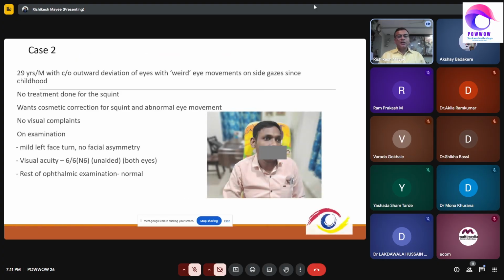So coming to a second case, which is a bit different from the one I just shared. A 29-year-old male who had outward deviation of the eyes, and he had noticed some weird eye movements since early childhood. Because of financial constraints, he could not undergo any treatment anywhere. But now, for marriage purposes, he wanted to get his squint corrected. He had a mild left face turn, as you can see from the photo. Rest of his ophthalmic examination, including his visual acuity, was normal, with no refractive error present.